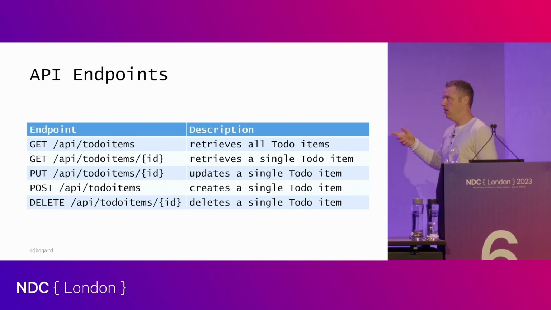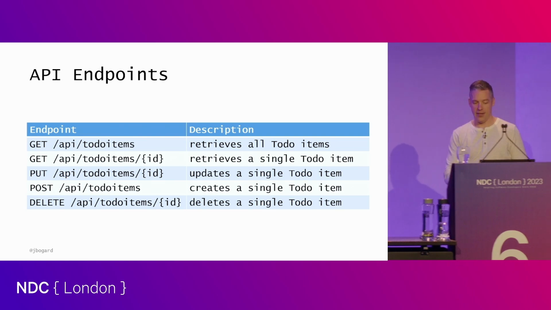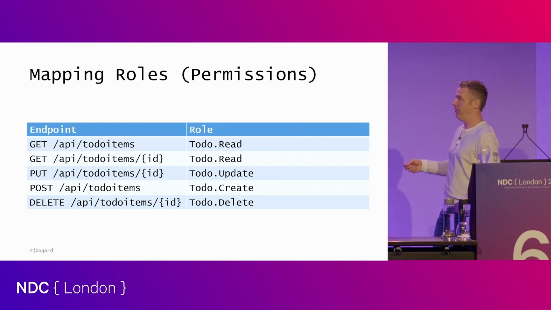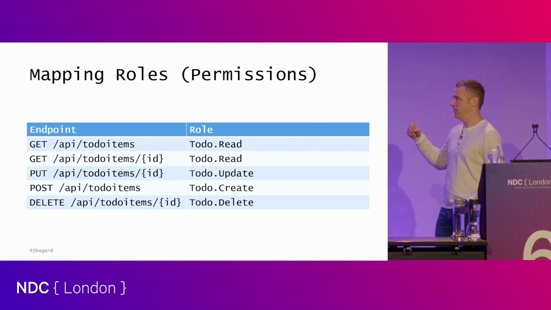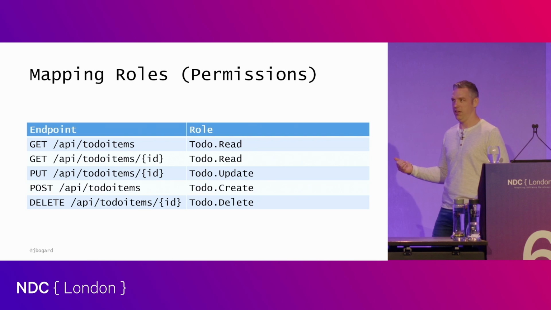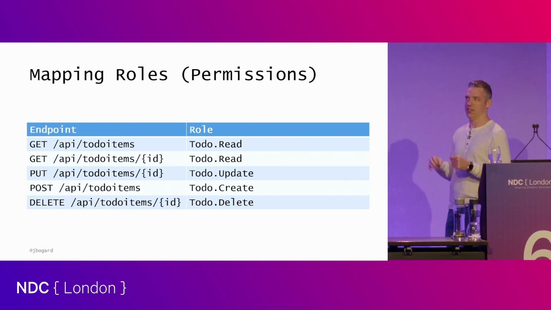Okay, so based on this, we need to figure out what kind of permissions we should define for each of these different API endpoints. We could define a distinct permission per individual thing you're trying to do. So I can have your CRUD, right? Read, update, create, delete. And if I have other kinds of operations, like if you needed to approve a to-do item, I could have to-do.approve because that's a specific permission.